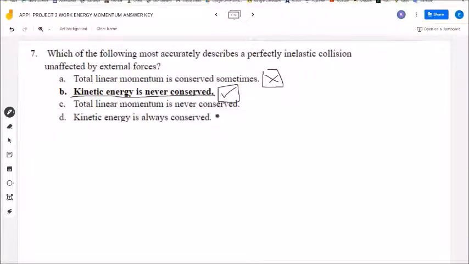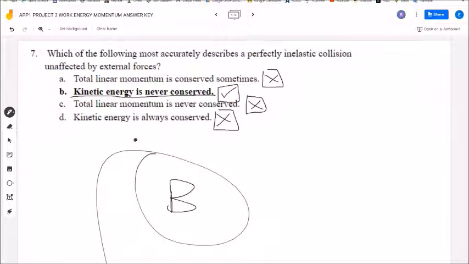Kinetic energy is always conserved. Well, we just found out that that's not true. And total linear momentum is never conserved. It's also not true. It's a basic principle of momentum. Therefore, there's only one correct answer choice to question 7, and that is answer choice B.